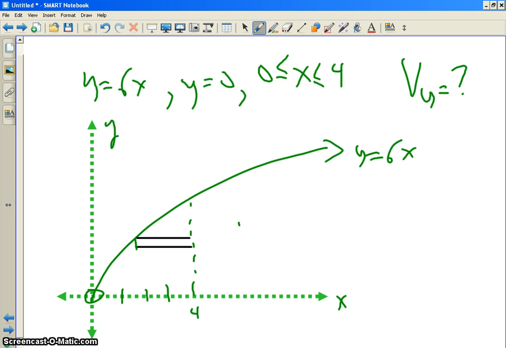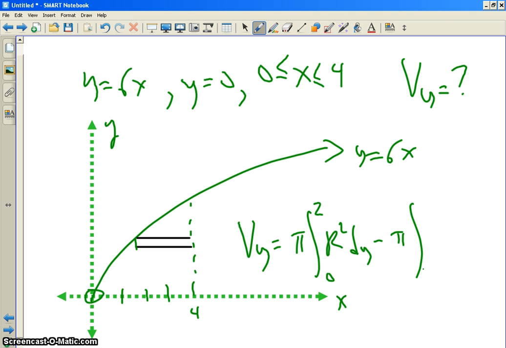So we're going to set up the volume about the y-axis is going to be pi, the integral from, well, I'm not going to say what yet. Well, because I'm doing it in y, it's not 0 to 4. What is it? 0 to 2, isn't it? Square root of 4. 2, yeah. So 0 to 2. It's going from 0 to 2 of big R squared dy minus little r squared dy. So it's just the big disk minus little disk. That's all it is.